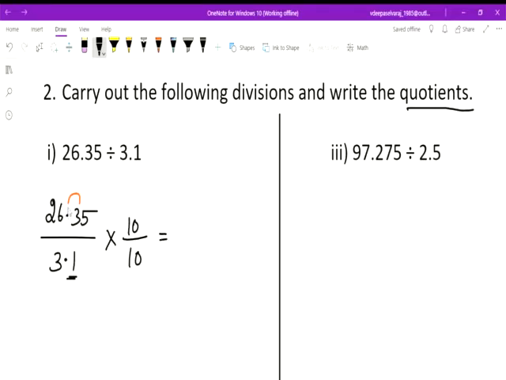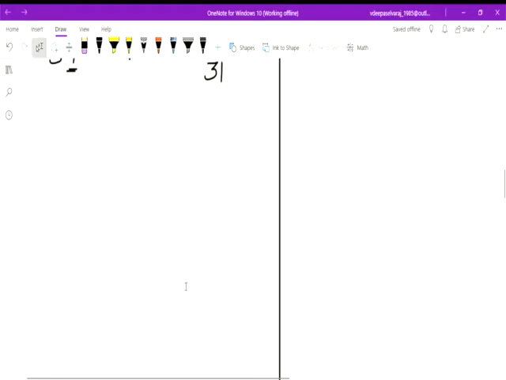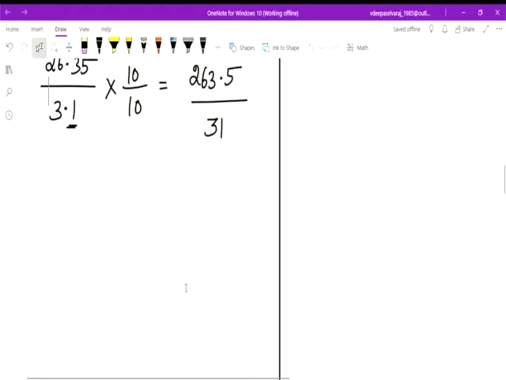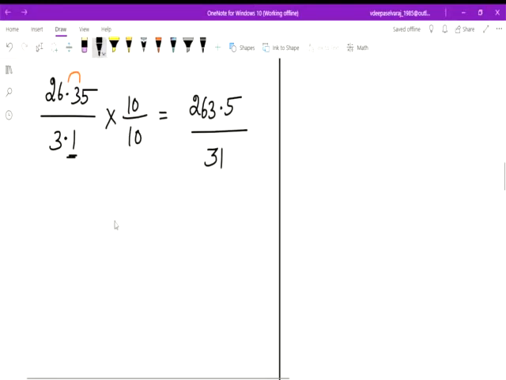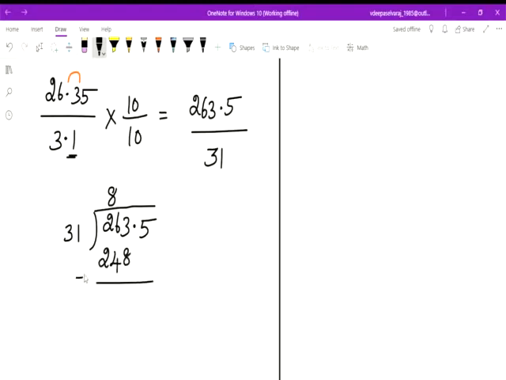Already 26 is there. It will move. What will you get? 263.5 divided by 31. Now we are going to divide this number. 263.5 divided by 31. In 263, how many 31s are there, children? How many 31s are there? 8. Very good. 8 ones are 8. 8 threes are 24. Now you subtract this.